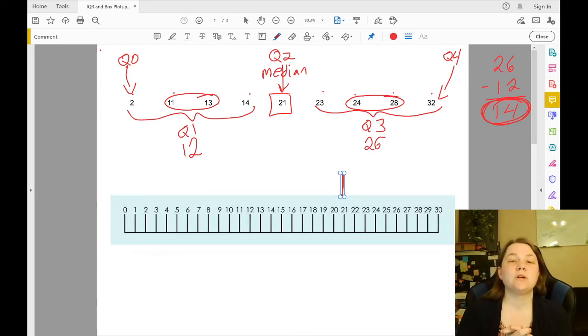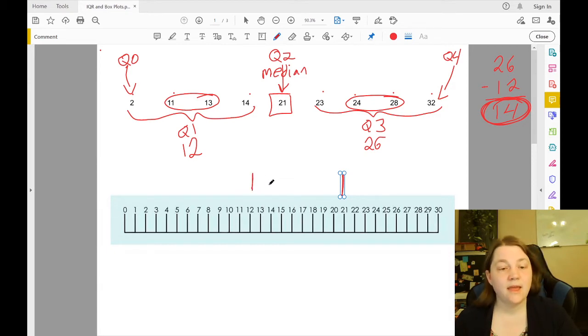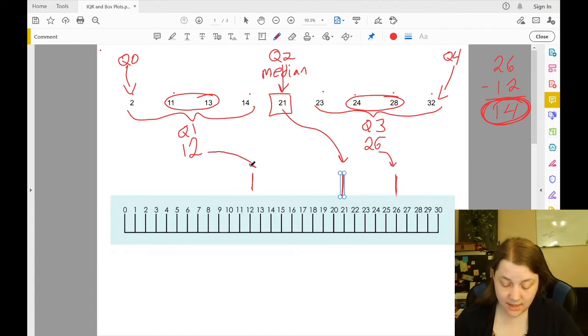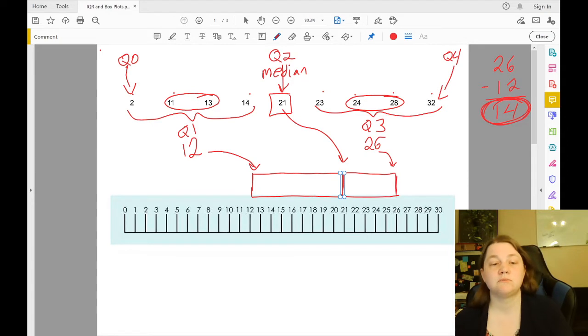Now what I'm going to do is put the lines for quartile 1, which is 12. I'm going to come all the way down here and put that line over here. And quartile 3, which is 26. And you can see how we have the median, the quartile 3, and the quartile 1. Now I'm going to make a box out of this. These numbers represent the middle half of all of these numbers.